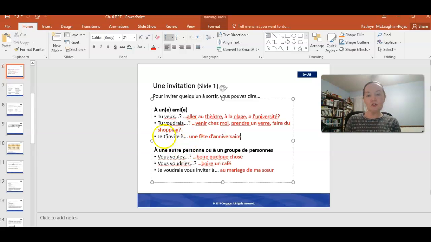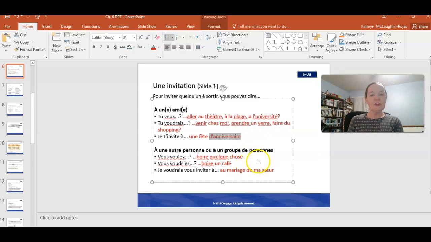Okay, and finally, je t'invite à une fête d'anniversaire. So I invite you to a birthday party. And remember, anniversaire is kind of one of those false friends between English and French. I say false friend because it looks just like anniversary in English, but it means birthday in French. And a birthday actually is an anniversary of your birth, so it kind of makes sense.